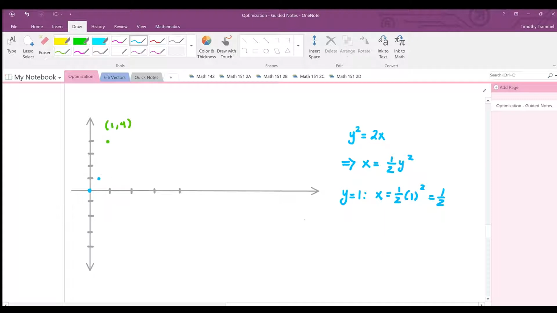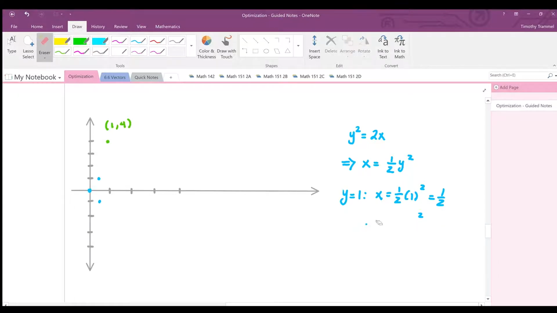And that looks about right. And we could also say the same thing about y equals minus 1. x equals 1/2 times minus 1 squared is equal to 1/2. So I'll go to x equals 1/2 and down to y equals minus 1. So there's another point.